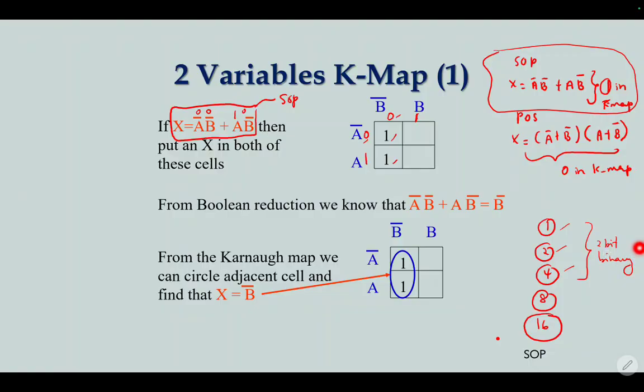Okay, now you do a group of 2, like this. Then you have to read. When you read, this one is 0, 1, 0, 1, so you read this row and this row. A changes state from 0 to 1, so you don't read A. B, only B is 0. So that's why you read X equals to B bar.